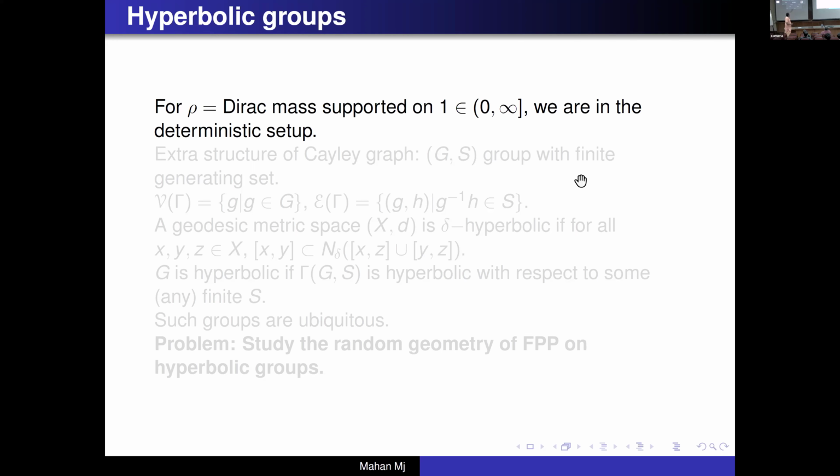So let's go back to this thing. Suppose you have the silliest probability distribution, which is why they accuse us of working with the silliest probability distribution, which is a Dirac mass, concentrated at one point. However, if you have a Dirac mass supported at 1, then you get the deterministic graph back.